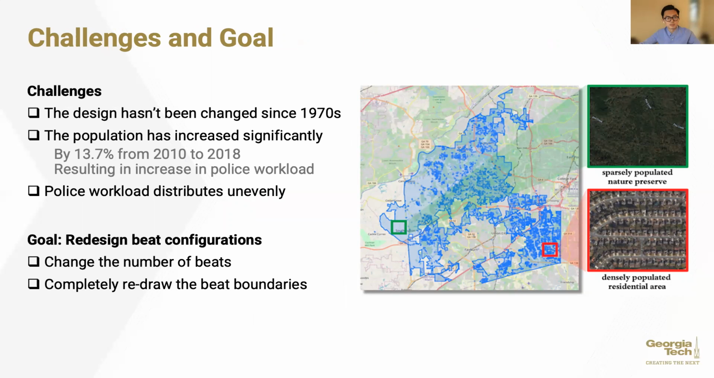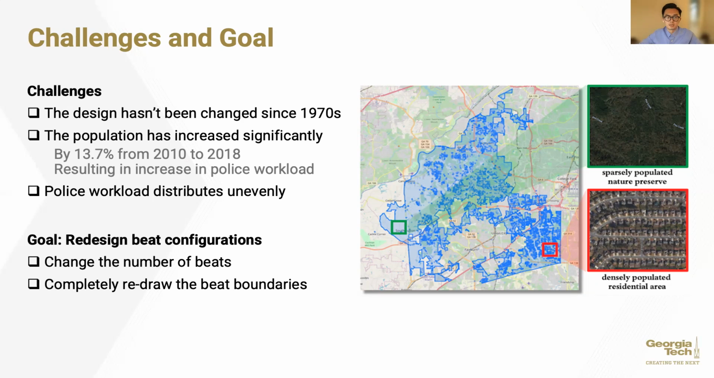However, the bad news is that the design of the police districting in South Fulton has never been changed since the 1970s, almost 5 decades ago. In the meantime, the area has been undergoing tremendous urban growth that drastically shifted its landscape. The U.S. Census Bureau estimated that the population of South Fulton has increased by 13.7% from 2010 to 2018. This has led to a significant increase in police workload, which is also exacerbated by the hardship in officer recruitment and retention faced by the SFPD.